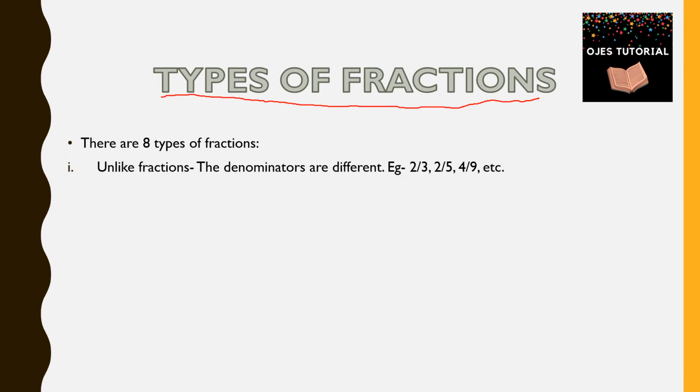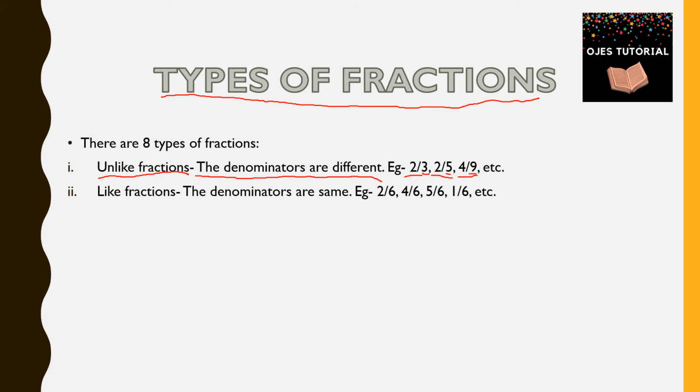The first type is unlike fractions. And what are unlike fractions? They are the fractions in which the denominators are different. For example, 2 upon 3, 2 upon 5 and 4 upon 9. So in these 3 fractions, as you all can see, there are different denominators. Here it is 3, here it is 5, here it is 9. So these 3 are unlike fractions.